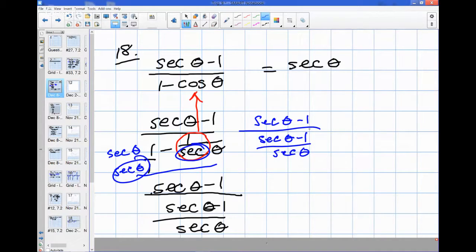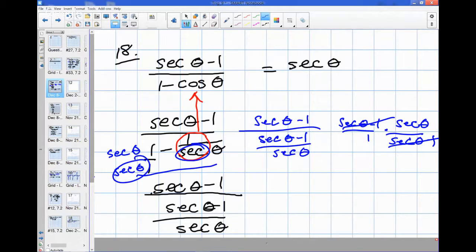Okay, and then what happens when you divide one fraction by the other? This is like secant theta minus 1 over 1 divided by this fraction on the bottom. And so I invert and multiply: secant theta over secant theta minus 1. And by the way, this is all left-hand stuff. I just ran out of space. It looks like I'm messing with the right side. I'm not. Well, what's going to happen here? The secant theta minus 1s cancel, and you get secant theta.